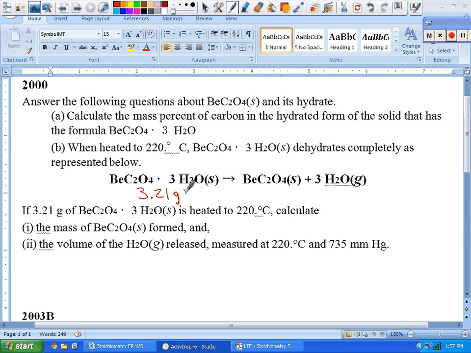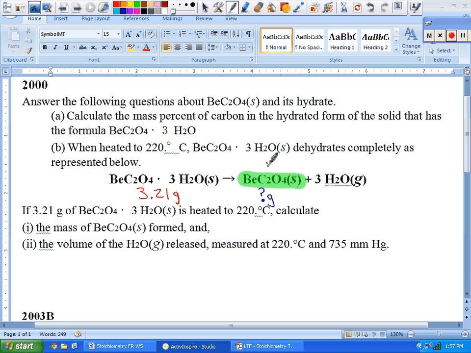3.21 grams is heated to 212 degrees Celsius. Calculate. So let's look at part single I. The first question is, the mass of what specifically are they asking for? Where will you find that? Do you agree that it's one of your products? Just one of them. So this is what I want you to do. Underneath that one thing, write a question mark and then write G.